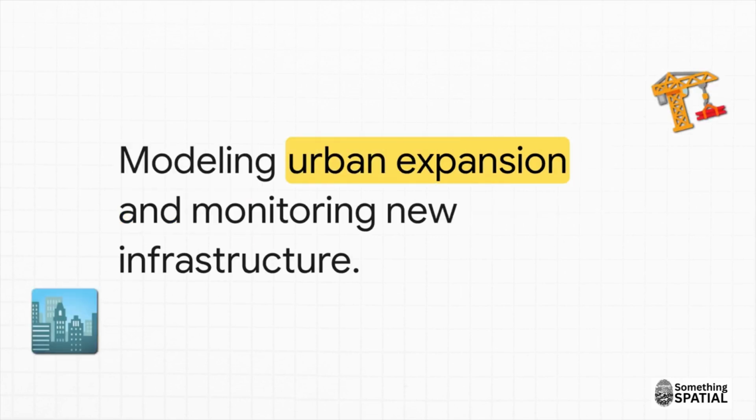Just imagine trying to map a rapidly growing, incredibly dense city by literally walking the streets on foot. It would be impossible, right? Supervised classifiers allow us to navigate the complexities of densely urbanized landscapes straight from space. This means we can model urban expansion over time, monitor exactly where new infrastructure is being built, and provide essential, life-saving maps for disaster management.